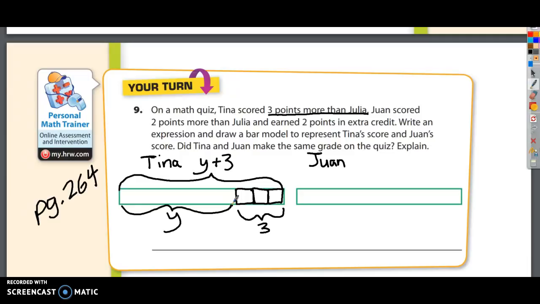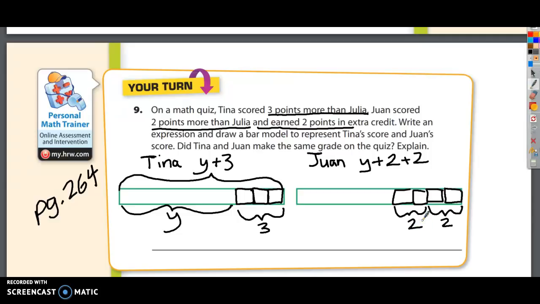Now, how did Juan do? Well, Juan got 2 points higher than Julia. It says right here, Juan scored 2 points more than Julia. So that's going to be y plus 2. And earned 2 points in extra credit. Is that going to be the same thing? Well, Juan earned 2 points more than Julia, so that looks like this. And Juan earned 2 points in extra credit. And this one's y. Are those the same? Well, y plus 3 is not going to be the same as y plus 2 plus 2.